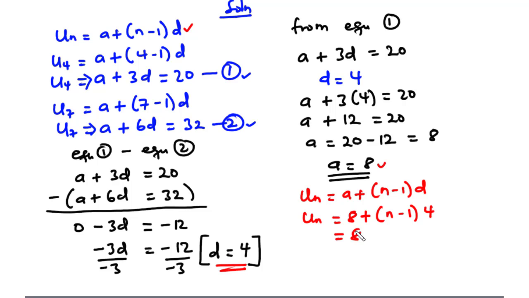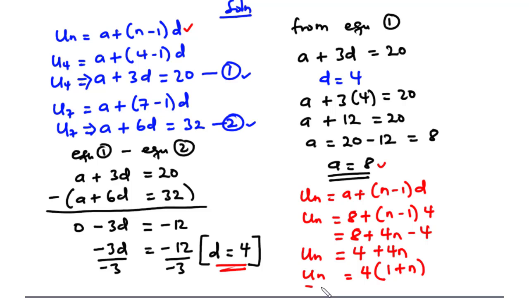So we have 8 plus, now let's multiply the 4 across. So we have 4 times n, that is 4n, and then we have 4 times negative 1, which is negative 4. Now 8 minus 4 is 4, and then we have plus 4n. So un is equal to, now from here we can factor out 4. So we have 4 outside, and then we have 1 plus n inside the bracket. So the general term un is equal to 4 multiplying 1 plus n.